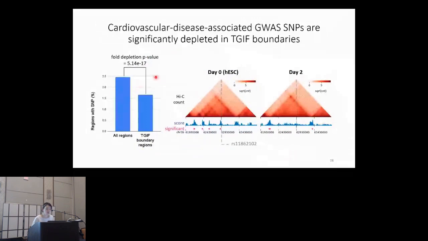And interestingly enough, we found that when compared to all genomic regions, TGIF boundaries tend to be significantly depleted for such disease-associated SNPs. So here on the right, we are showing an example region with HESC unique boundary containing one such SNP, and the boundary disappears in subsequent time points. So such regions could be further investigated to link non-coding SNPs to their specific function in local chromatin organization.